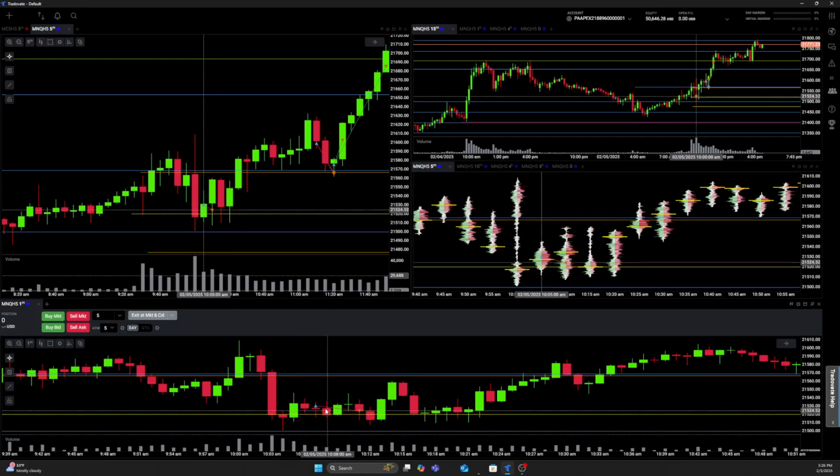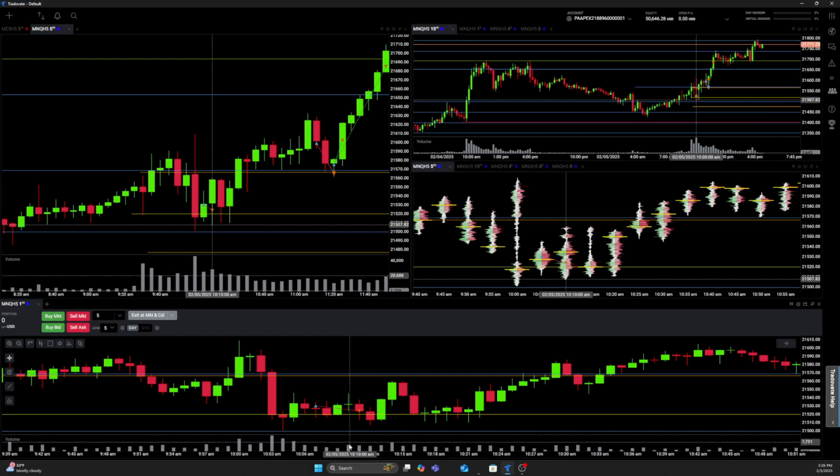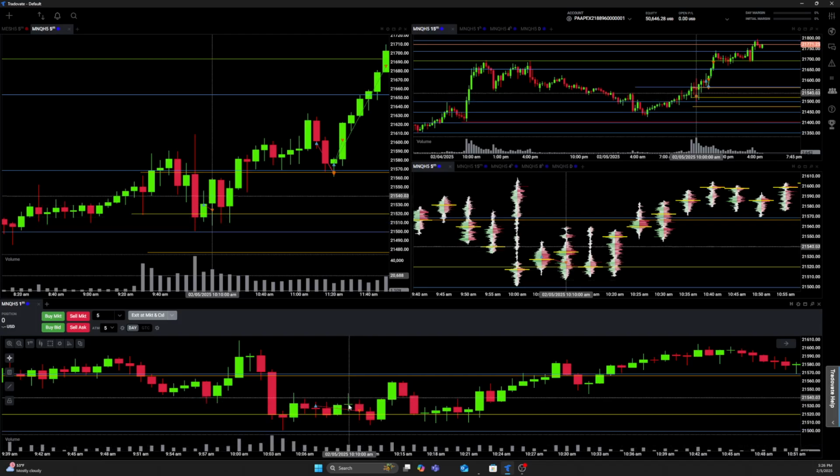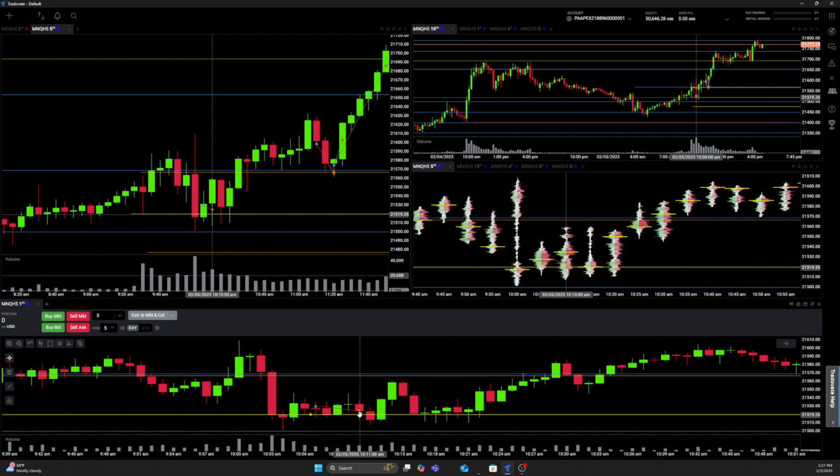As we held and then tried to push up, we had this candle right here on higher volume that was really weak. And then we started to sell back down. I just took about a 6-point loss because I didn't feel confident in this trade. I realized I was impatient and got in too early.